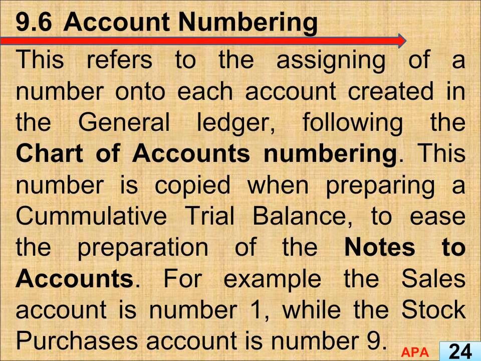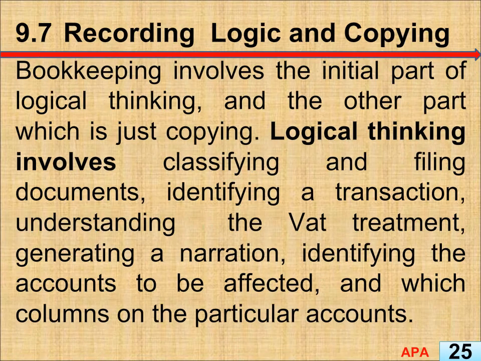Section 9.6. Account numbering. This refers to the assigning of a number onto each account created in the general ledger, following the chart of accounts numbering. This number is copied when preparing a cumulative trial balance, to ease the preparation of the notes to accounts. For example, the sales account is number 1, while the stock purchases account is number 9.